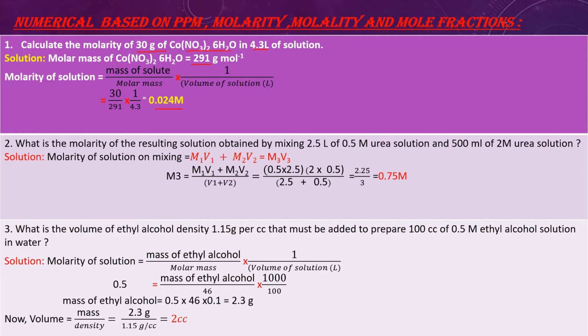Now the second numerical is what is the molarity of the resulting solution obtained by mixing 2.5 liter of 0.5 M urea and 500 ml of 2 M urea. Now the formula is M1V1 plus M2V2 is equal to M3V3. Now M1 is given 0.5, V1 is given 2.5, M2 is given 2 and V2 is given 0.5, divided by total volume, 2.5 plus 0.5. So it comes to be 2.25 divided by 3, that is 0.75 molar is the answer.